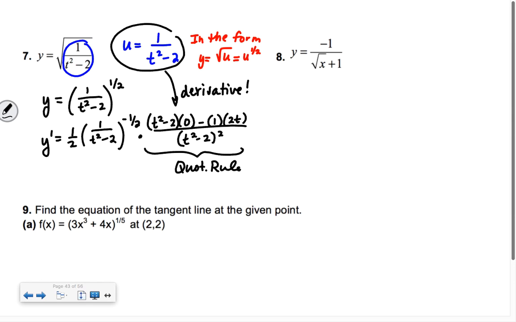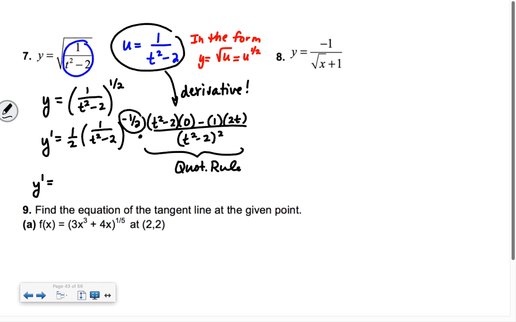For the y1, why didn't you multiply on the end by 1 over t squared minus 2? Don't you have to multiply by the inside when you're doing the derivative? The derivative of the inside. Yeah, so the derivative of the inside is that part that has the quotient rule underneath of it. The du.